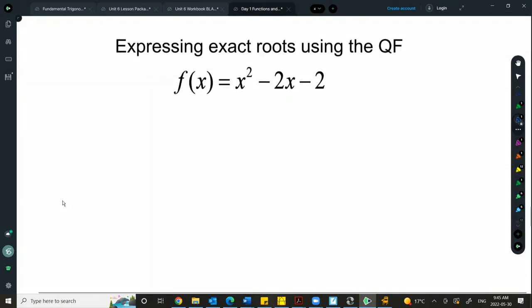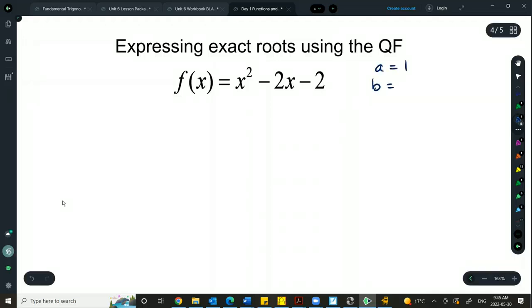Okay, exact roots using quadratic formula. This was one big one that we did, which was if you can't factor, then we try to use quadratic formula and we'll leave things in exact values. So A is 1, B is negative 2, and C is negative 2.